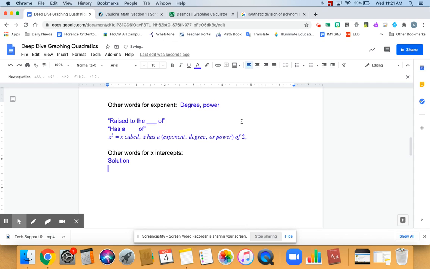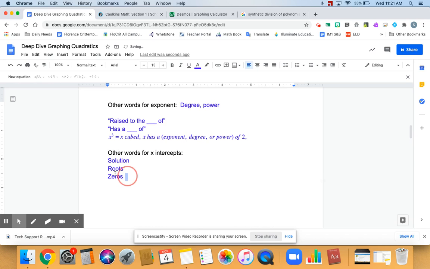Also, they might say, what are the roots? Roots is just a word for x-intercept. The last one they use is zeros. And the reason why is because the y is 0. So when you have nothing, it's when you're at 0 amount.